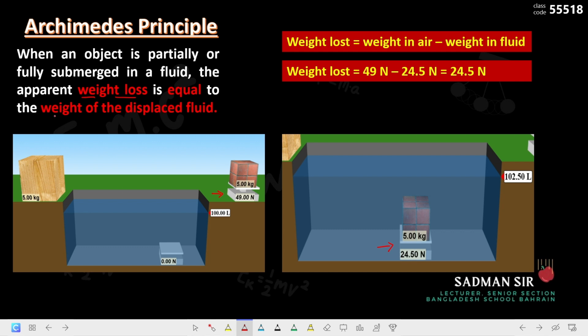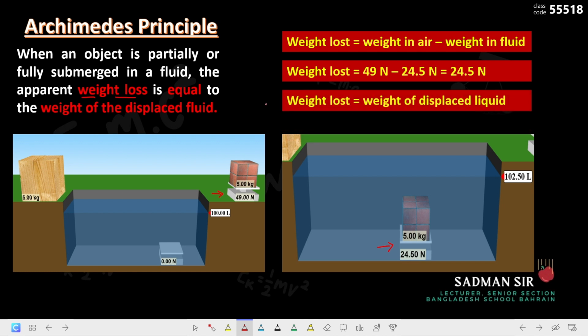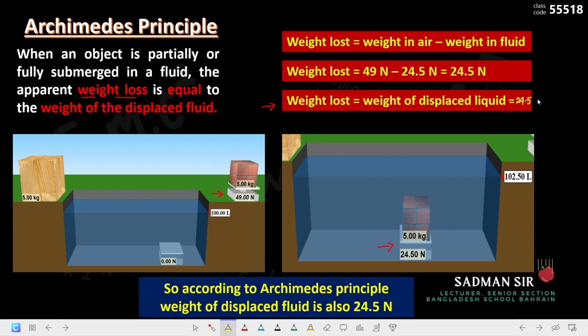Now, what does Archimedes principle say? That this weight loss is equal to the weight of displaced fluid, right? This is what Archimedes principle says. As we already got weight loss equal to 24.5, can I write that this one is also equal to 24.5? Yes, I can write it. The amount of water that has been displaced by this object, whenever we keep it in the water reservoir, you can see that the water level is not the same anymore. It is 100 and here it is 102. So definitely it has displaced some water. If I take that water and measure its weight, I will get that it is showing 24.5 Newton. So weight loss is equal to the weight of displaced liquid by the submerged part of the object. I hope this Archimedes principle is clear to you.